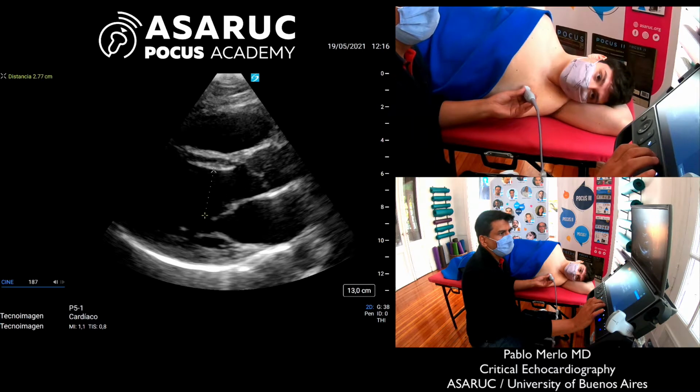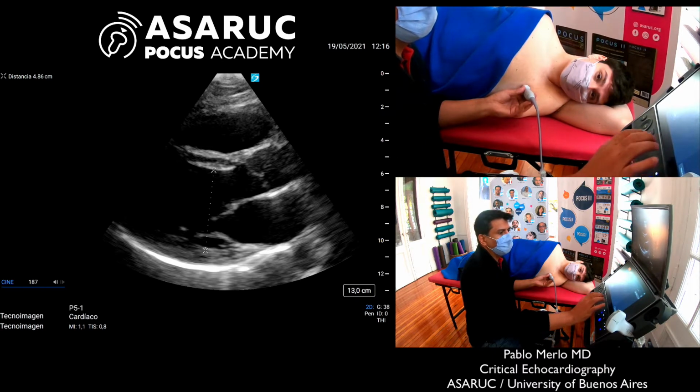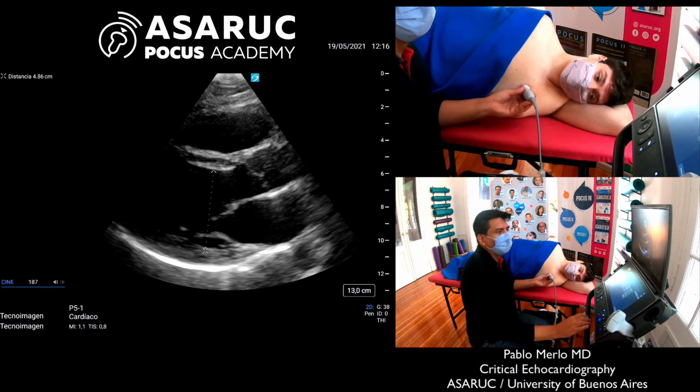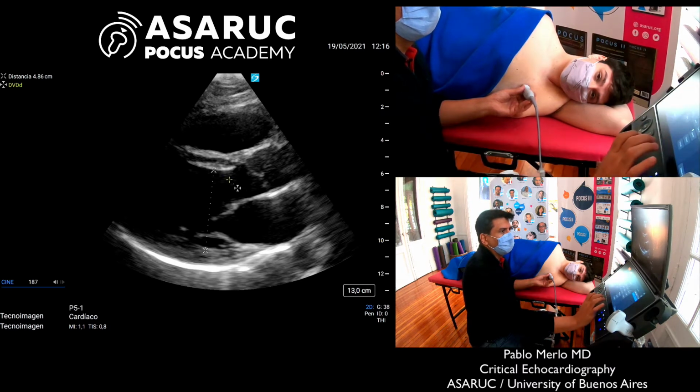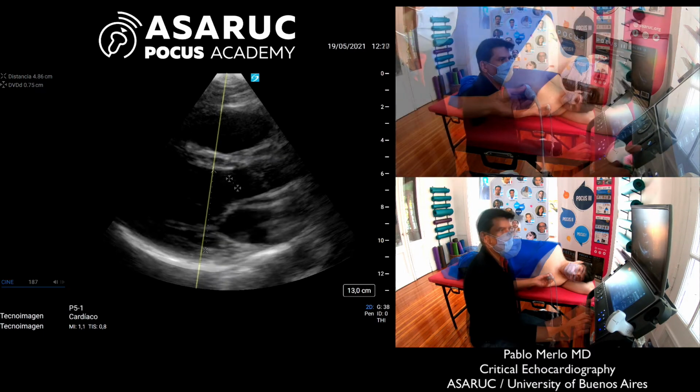We've frozen the image at end diastole at the Q wave of the electrocardiogram, that is, when the left ventricle shows as big as possible, and we have a two-dimensional B-mode image in which we've measured the left ventricle end diastolic diameter, which is normal, 48 millimeters. Please remember that in men it is normal up to 59 millimeters, while in women it is normal up to approximately 55 millimeters.